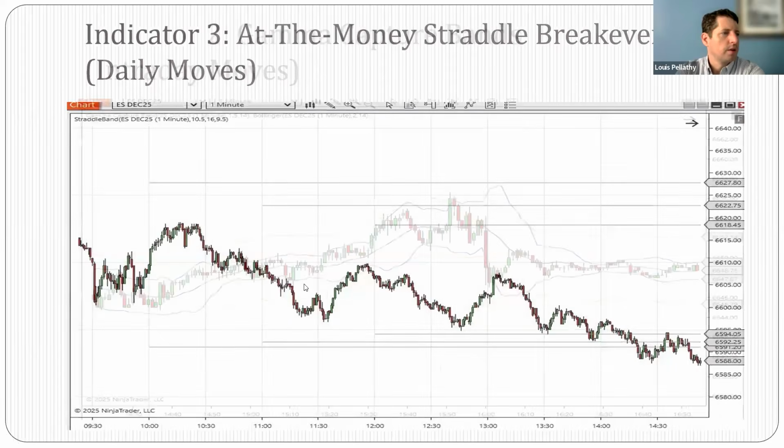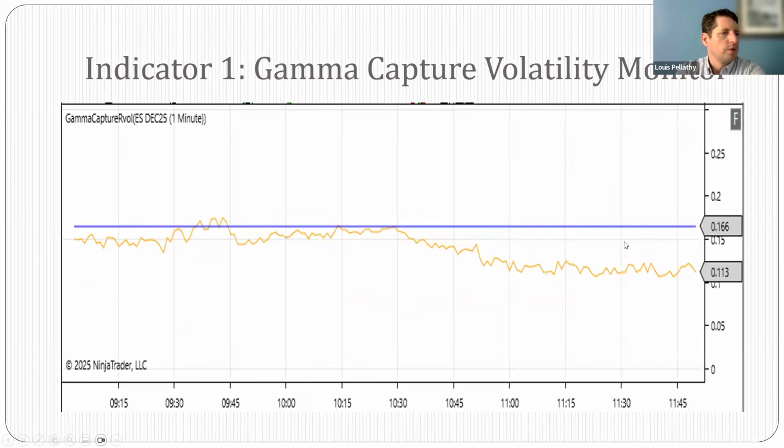Let me spend a little bit of time back on this one. This purple line here represents a realized volatility of the past 30 trading days, and this yellow line is our gamma capture. So this is our intraday volatility. So here you can see that the volatility is in line with the 30-day, and then as the day goes on from 10:30 to 11:45, volatility is less than our 30-day. That might give you an idea, oh, should I buy an option here? Because volatility is a little lower than our 30-day.